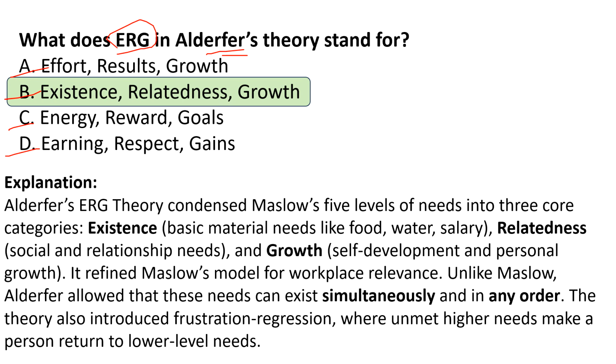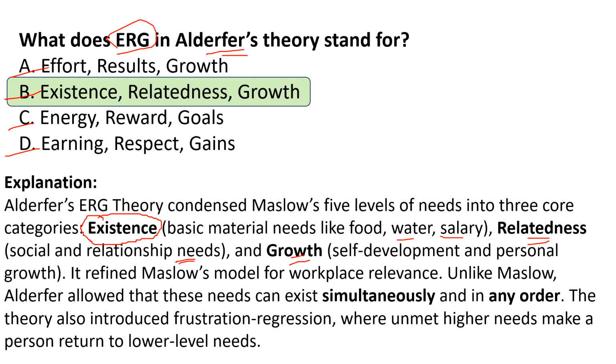Okay, Alderfer's theory condensed Maslow's five levels of needs into three core categories. One is existence: basic material needs like food, water, salary. Relatedness: social and relationship needs. And growth: self-development and personal growth. Clear? So these are the ERG of Alderfer's theory.